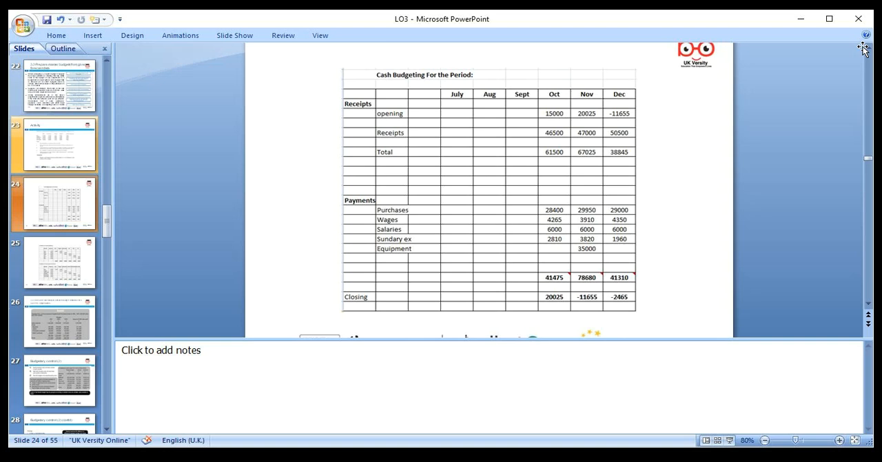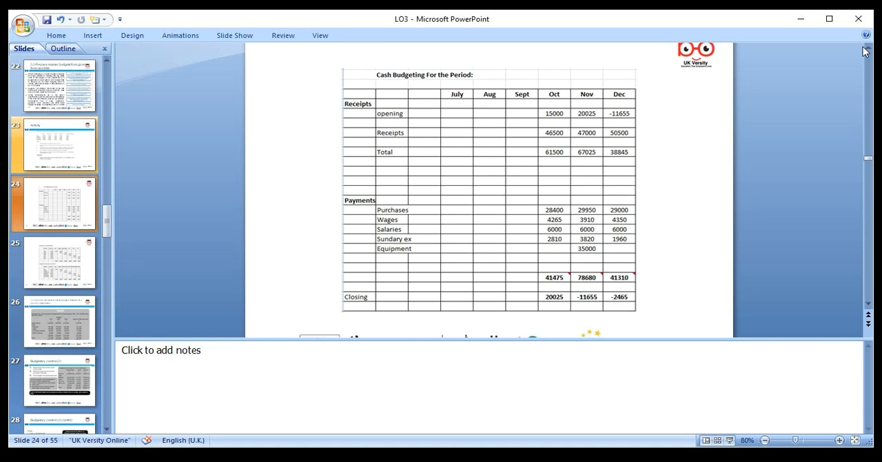But in November, we have a negative balance of cash, and in December we have a negative. In November, you will see that October's closing is this month's opening, and so on. So we can make the budget in that way. Any question? So this is the cash budget, and that's the way we can forecast cash.